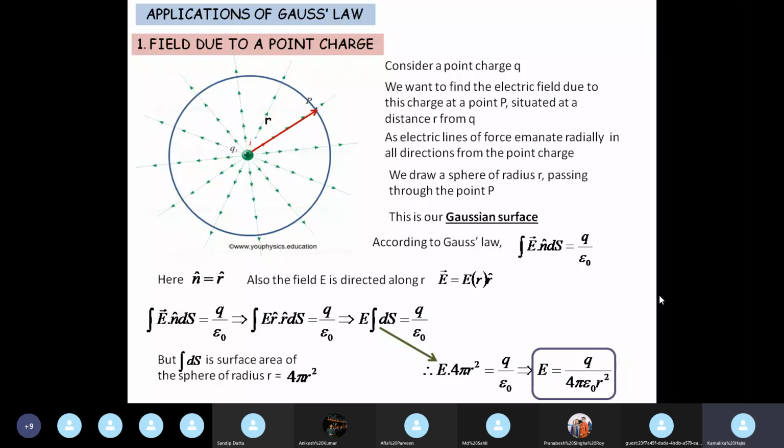Okay. So the steps that you need to follow in order to apply Gauss's law to find the electric field due to a charge or a charge distribution is, first you identify the symmetry of the problem. Then you draw a Gaussian pillbox, that is a Gaussian surface, and then you apply this law, integration E dot n cap ds equal to q by epsilon naught. Okay, this is a trivial case, but as we do further examples, you will see how this is done.